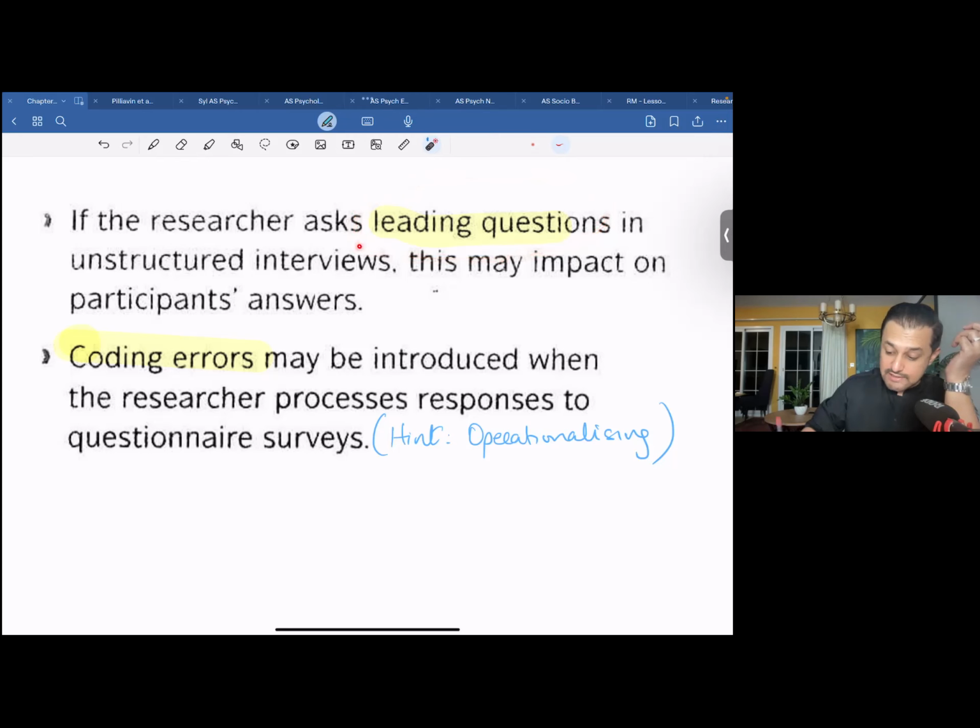If the researcher asks leading questions in unstructured interviews, they may impact participants' answers. Next one could be coding errors. They may be introduced when the researcher processes responses to questionnaire surveys. Now, of course, the idea of operationalizing over here: if you've designed your question in a manner that requires interpretation, you'd have to operationalize what you mean by a particular term, like if you want to ask people if they're religious, right?